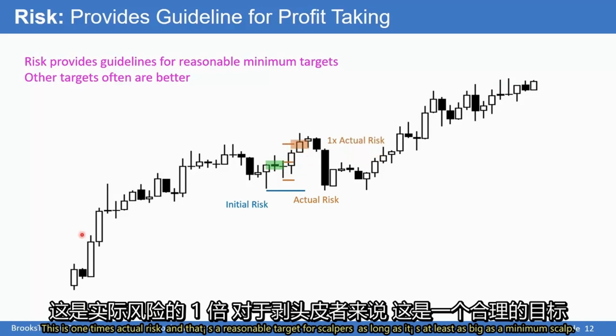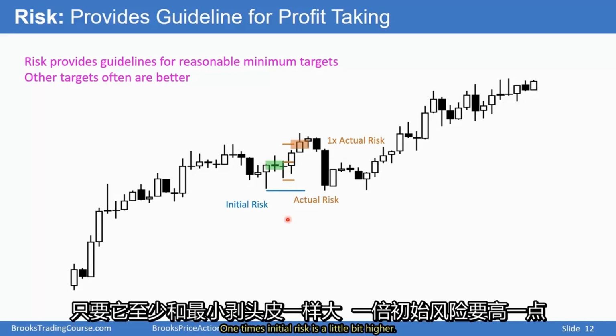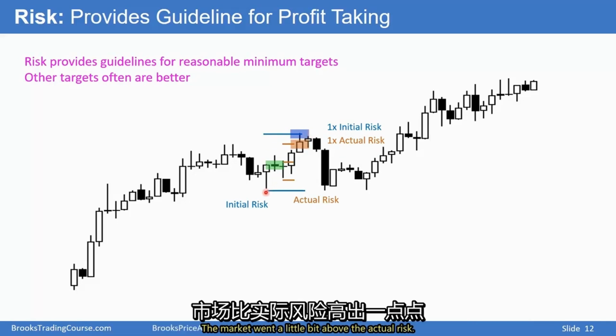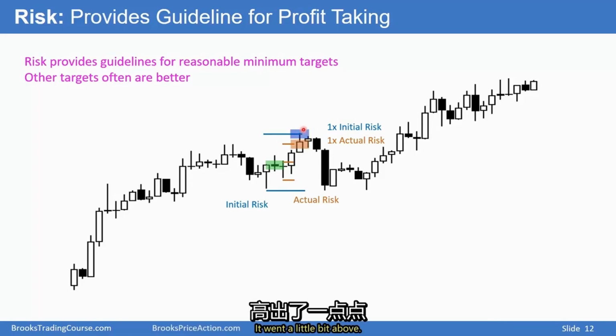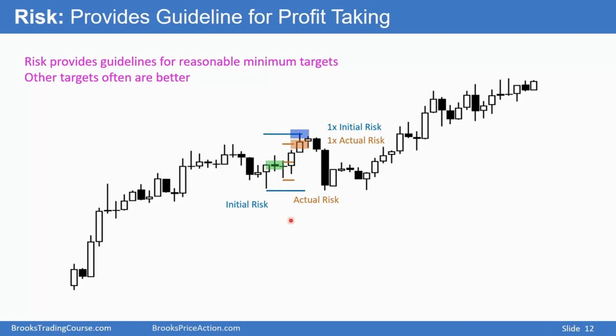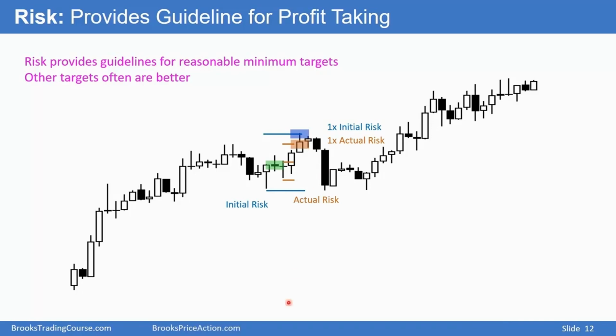Bull trend, high probability trade. This is 1 times actual risk, and that's a reasonable target for scalpers as long as it's at least as big as a minimum scalp. 1 times initial risk is a little bit higher. The initial risk is greater than the actual risk, and the market went a little bit above that projection, although it's hard to see on this screen. It went a little bit above, so the traders who tried to exit at 1 times actual risk made their target. Their profit taking, in part, resulted in this pullback.